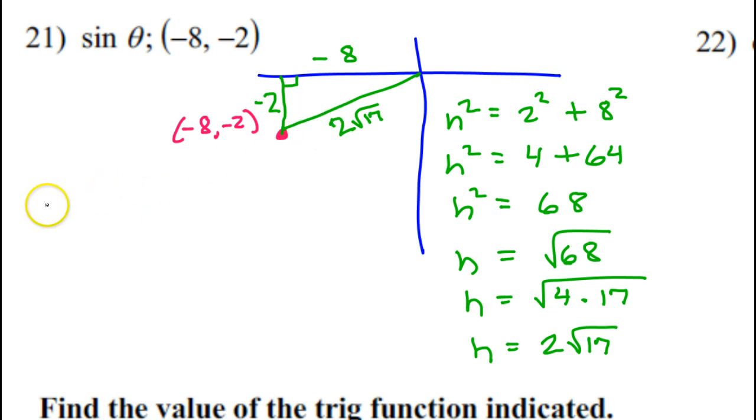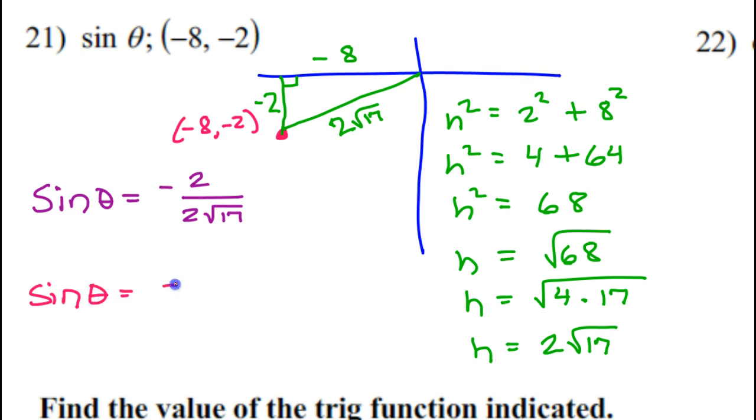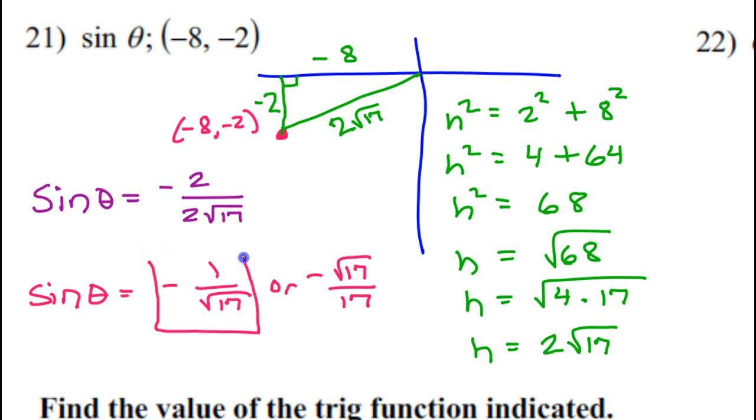Okay, so now sine is opposite over hypotenuse. So that's going to be negative 2 over 2 radical 17. These 2's are going to cancel each other out. So for your final answer, you're going to have negative 1 over radical 17. And you could rationalize the denominator and make it negative radical 17 over 17, but this is good enough for me.